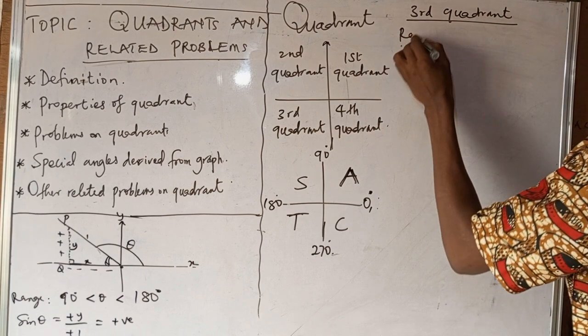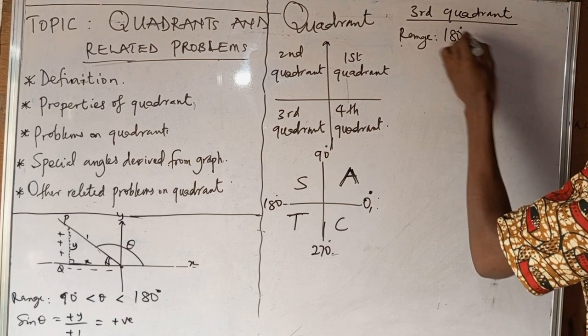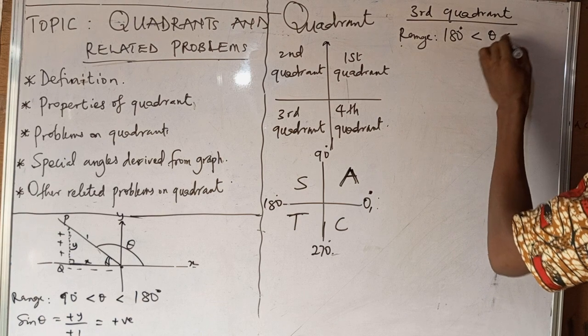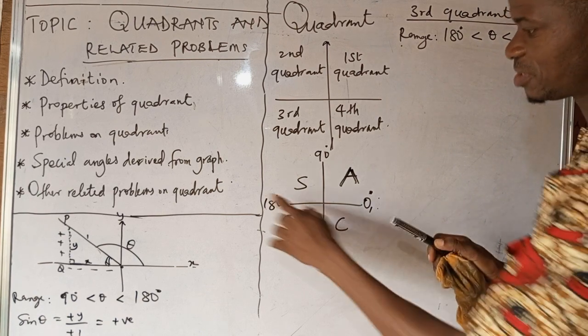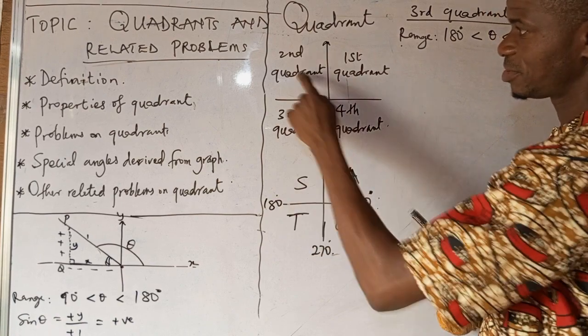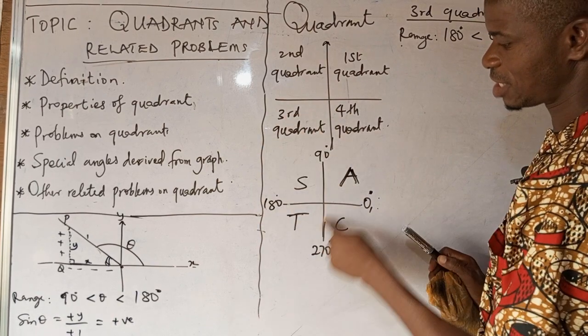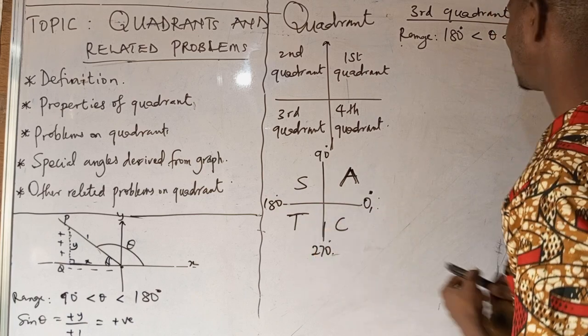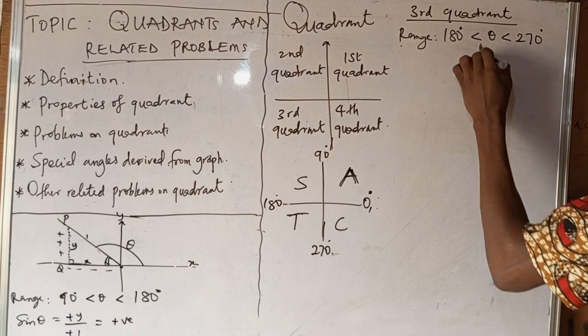The range: we have 180 degrees less than theta, theta less than 270 degrees. How do I achieve that? It's based on this. This is first, second, third. So we are now here. It means that our unit line will now be at this side. Our angle will fall in that range. So this is for the third quadrant.